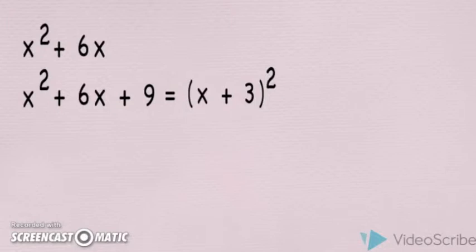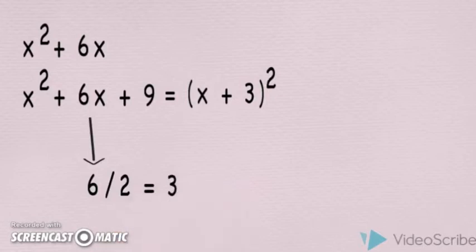Now, how do we know that 3 was the number that went inside our quantity? There's a trick. The trick is to look at the coefficient of our x term, in this case 6. We take this coefficient, divide it by 2, and this is the number that goes inside our quantity. In this case, that number is 3.